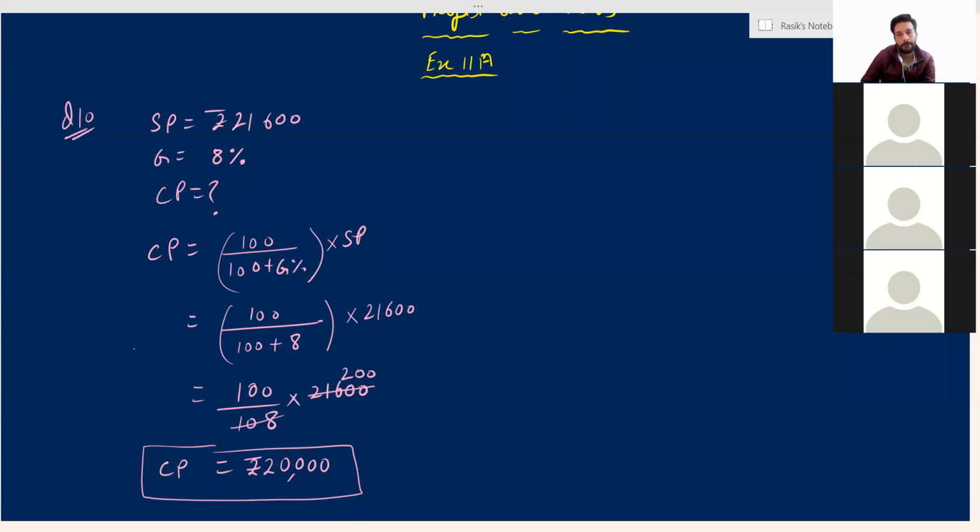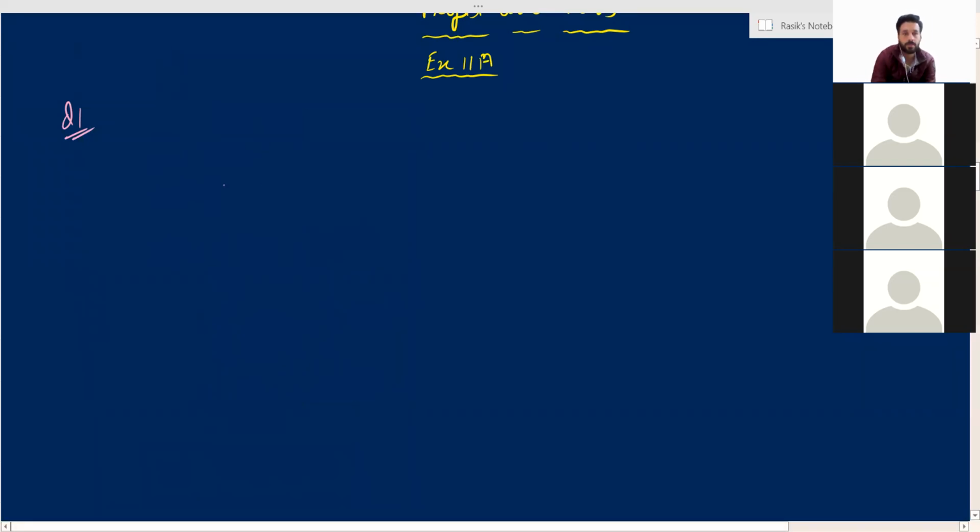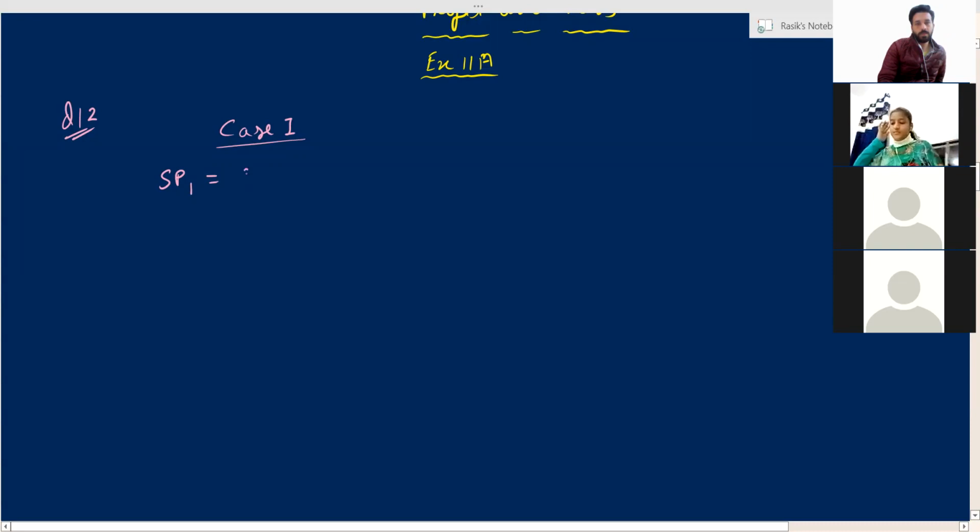So which one will we do next? Question 12. Question 12 is saying that on selling a calculator for rupees 1325, now there are two cases. Case 1, SP1: a shopkeeper sold a calculator for rupees 1325. In the question, there are two different cases. He got a gain G1, a gain percentage of 6%.